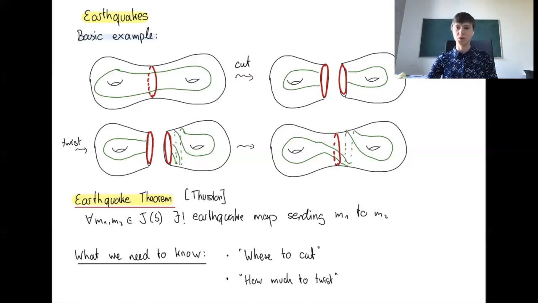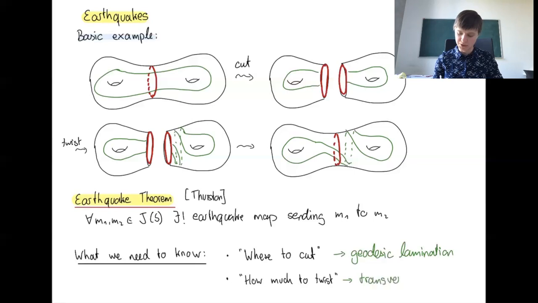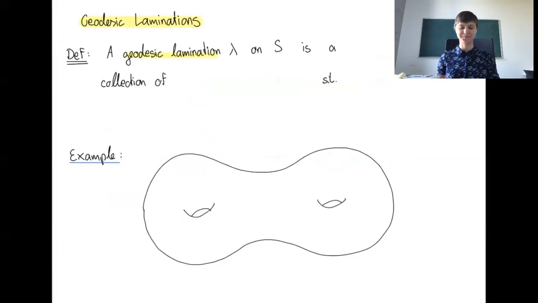So what do we need to know for an earthquake? Well, we need to know where to cut. And this is given by a so-called geodesic lamination. And we need to know how much to twist, which is given by a transverse measure. And now I'll talk about geodesic laminations and transverse measures, or also about transverse cycles. I'll come to that in a bit, but first let's start with geodesic laminations.